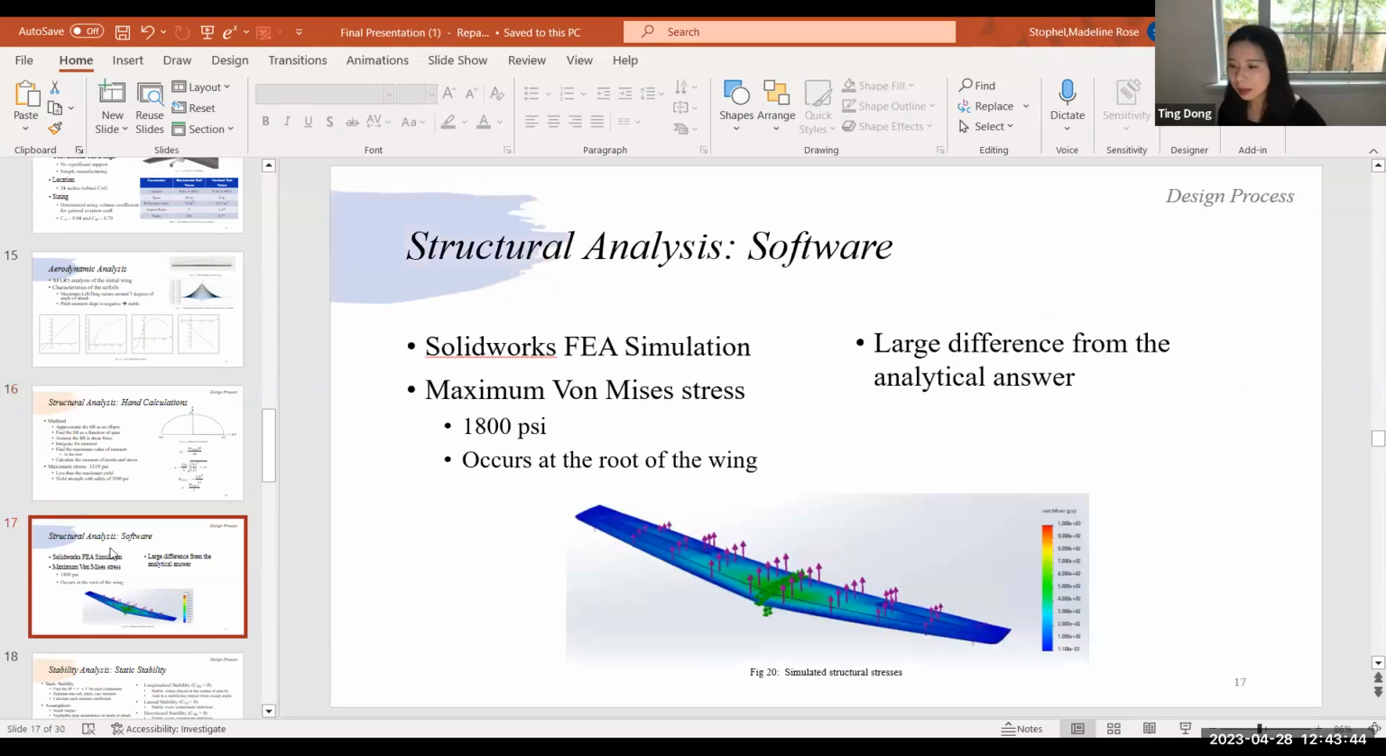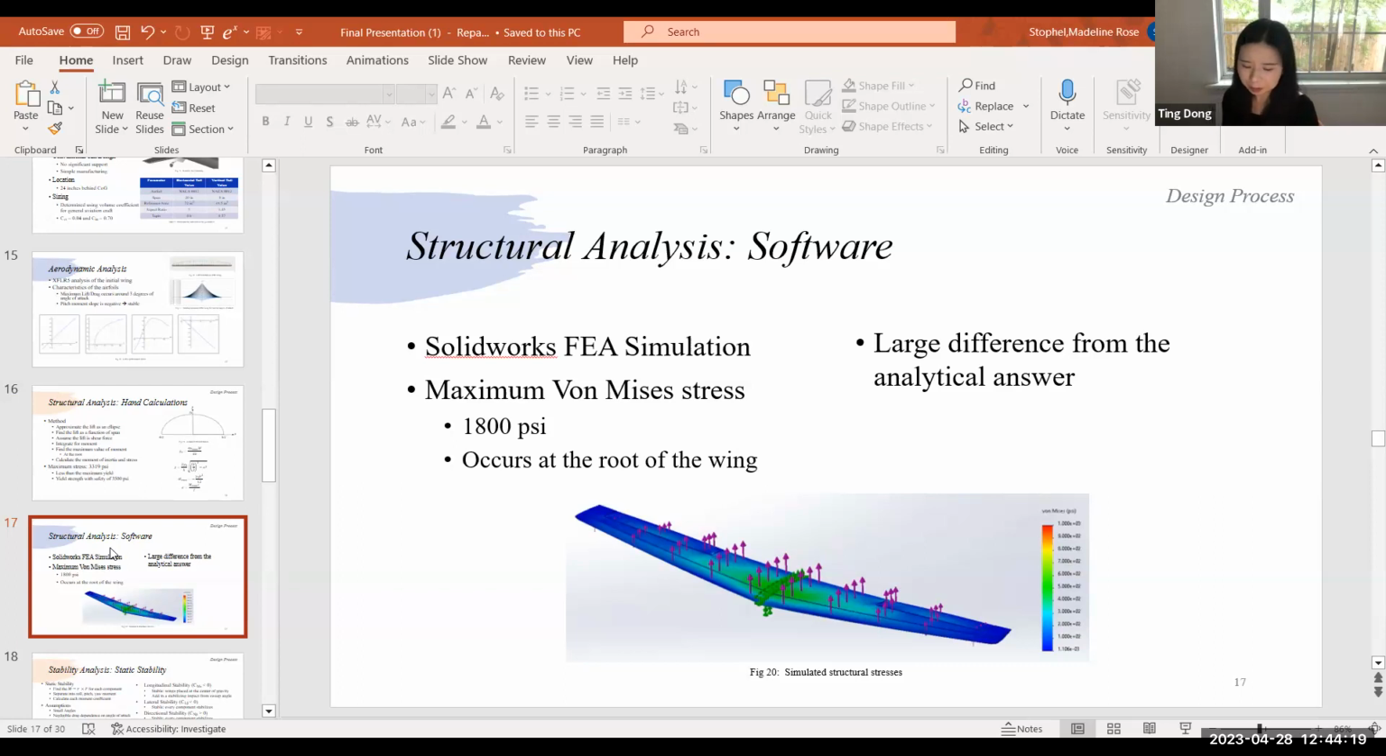So same comment as Jacob. Try not to use SolidWorks for the FEA analysis, because SolidWorks is really not professional software for FEA. If some of you took FEA before, most of our professors use Abaqus, or you can also use ANSYS. But if you really want to do the FEA analysis, use some professional software.